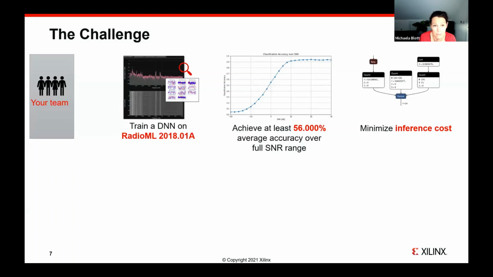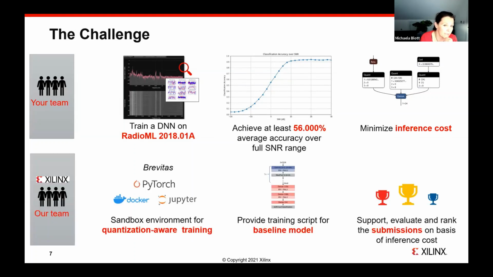To achieve this, the teams had the following job. First of all, train a DNN to do modulation classification on the RadioML 2018 dataset from DeepSig that achieves at least 56% average accuracy over all SNRs, while minimizing the inference cost. And to support this, our team here at Xilinx provided you with a sandbox environment where you can train highly specialized DNNs with quantization-aware training, a training script for a baseline DNN model to get you started, and of course, general support, and evaluation and ranking of the submissions for the global round on the basis of the inference cost.